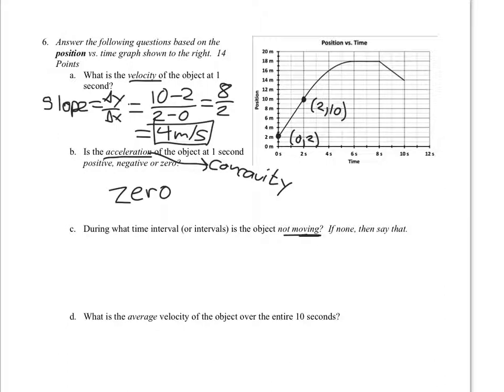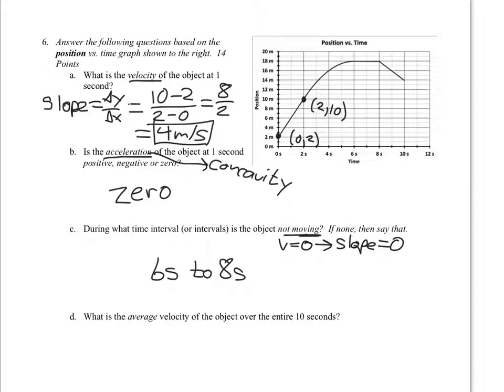During what time intervals is the object not moving? On a position graph, not moving means 0 velocity, which translates into a slope of 0, meaning a horizontal line. So when does that occur? That occurs in this region right here, from 6 seconds all the way to 8 seconds. I have no slope, horizontal line, and so that means no velocity.